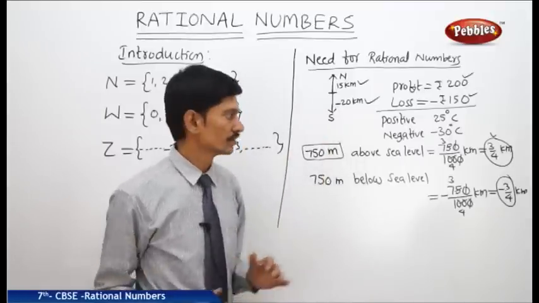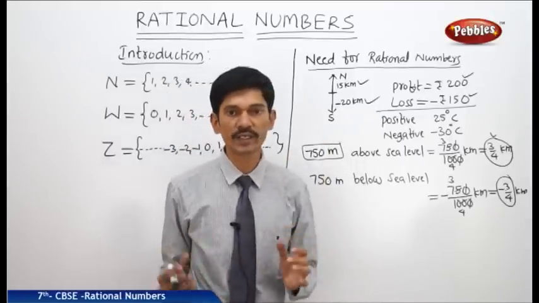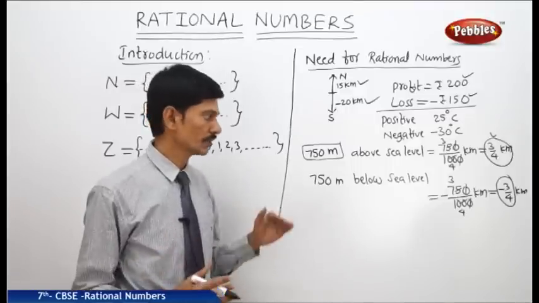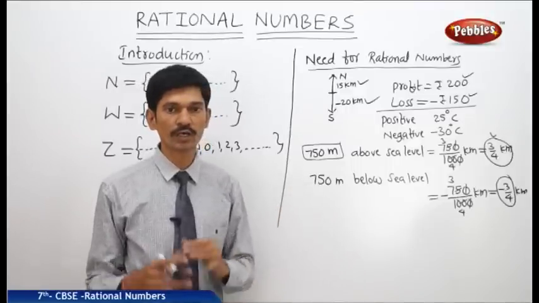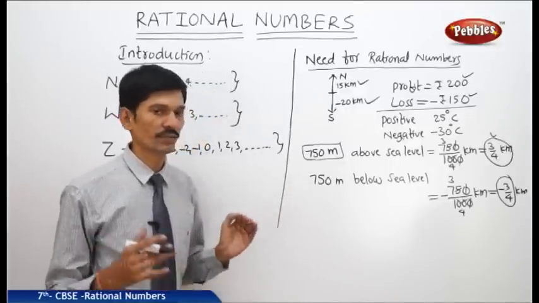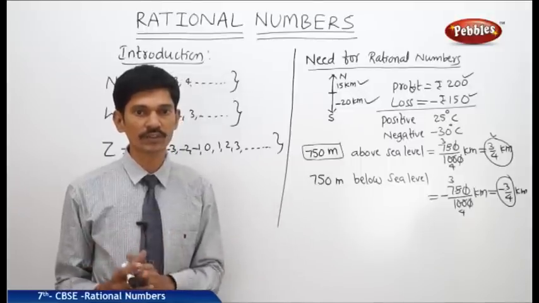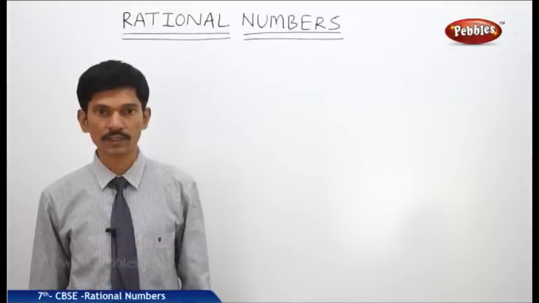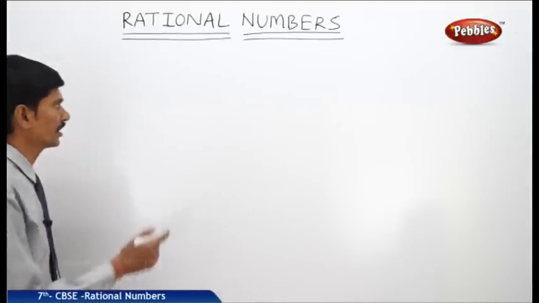Now let us start with rational numbers by defining what a rational number is, and we will find equivalent rational numbers, and we will do operations like addition, subtraction, multiplication and division of rational numbers as with fractions. Now let us define what a rational number is.